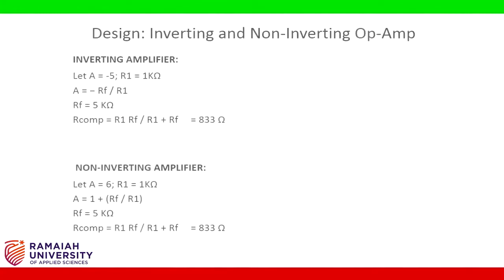The design formulas and calculations for choosing the components for the experiment is shown here. Gain value will be chosen by the designer for the operation. Here, the gain value chosen is -5 for inverting op-amp and 6 for non-inverting op-amp. Assume any resistor value to design the other values in the circuit.